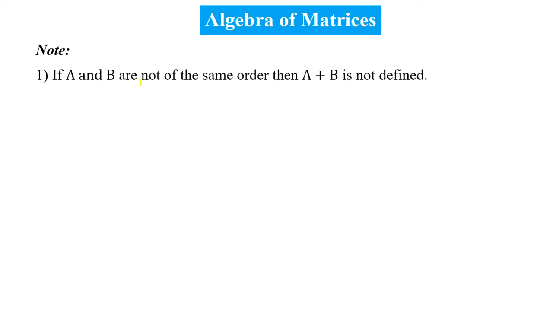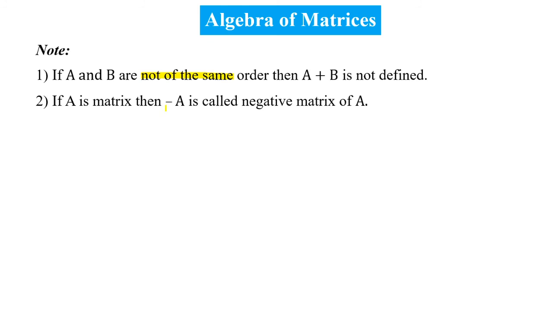If A and B are not of the same order, then A plus B is not defined. If A is a matrix, then minus 1 times A is called the negative matrix of A. Third, A plus B is equal to B plus A, called the commutative property. This property is known as the commutative property of matrices. A plus B is equal to B plus A.